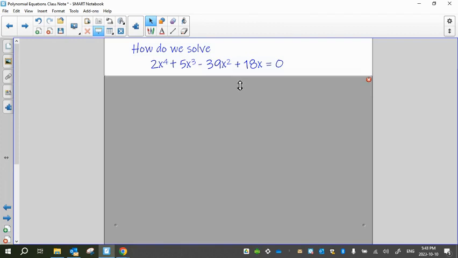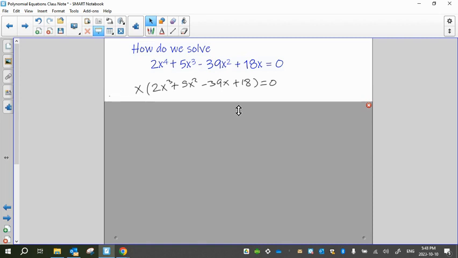But I can also express that as a factor like this. So if I factor the x, I would end up with a cubic equation inside the bracket. So when I factor the x, I end up with 2x cubed plus 5x squared minus 39x plus 18. And x equals 0 is already one solution. So technically, I factor this already. I have 2 factors, x and this cubic form.